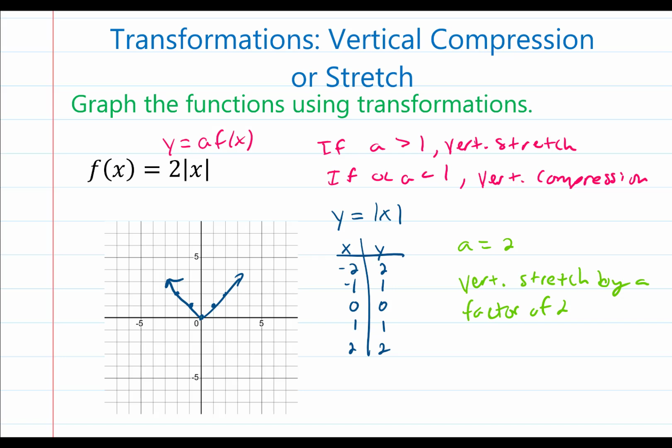So 0, 0 will remain the same. 1, 1 becomes 1, 2. 2, 2 becomes 2, 4. Then we also have negative 1, 2 and negative 2, 4. So then this absolute value function has been stretched by a factor of 2.